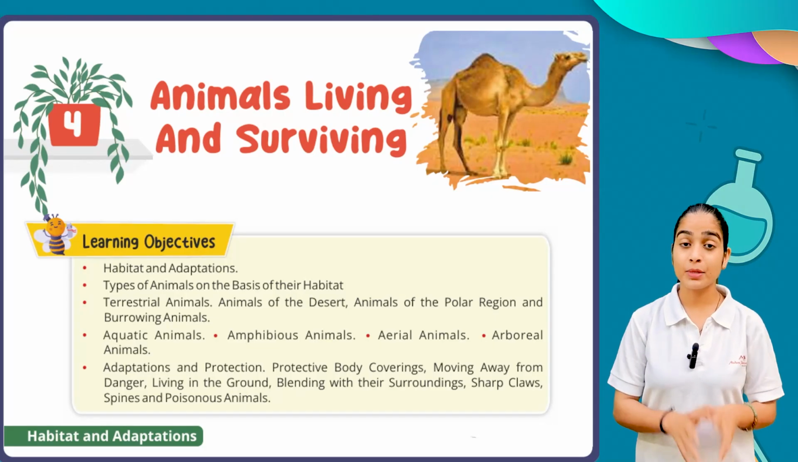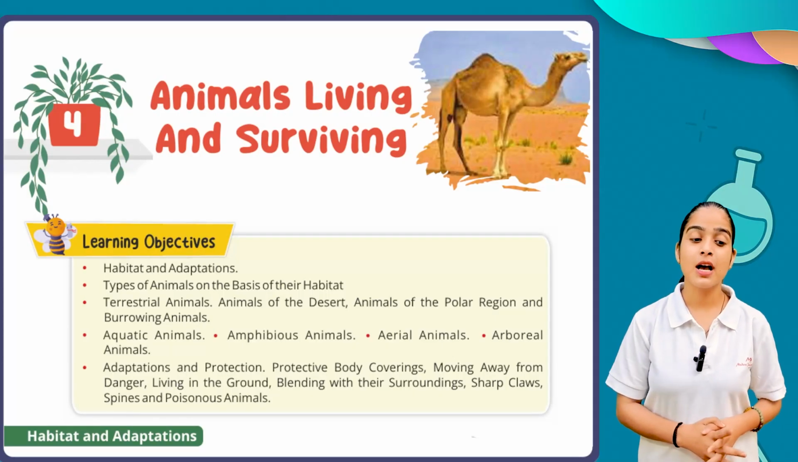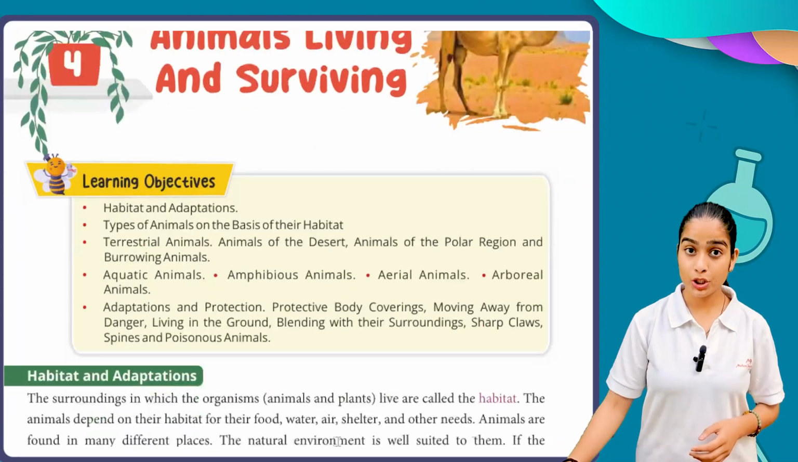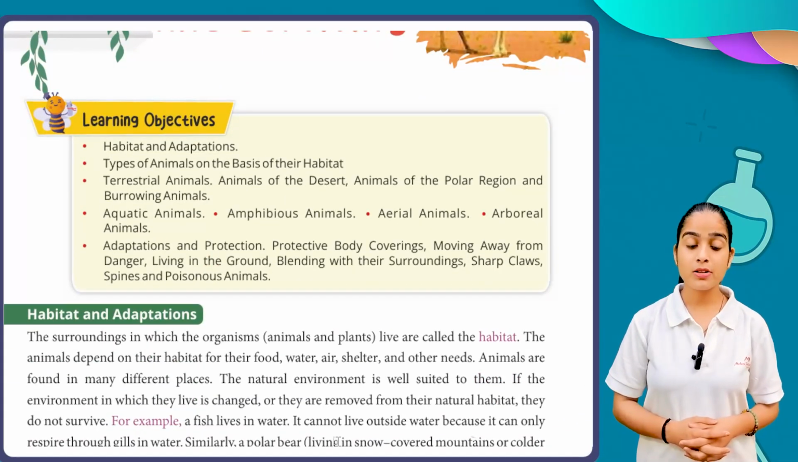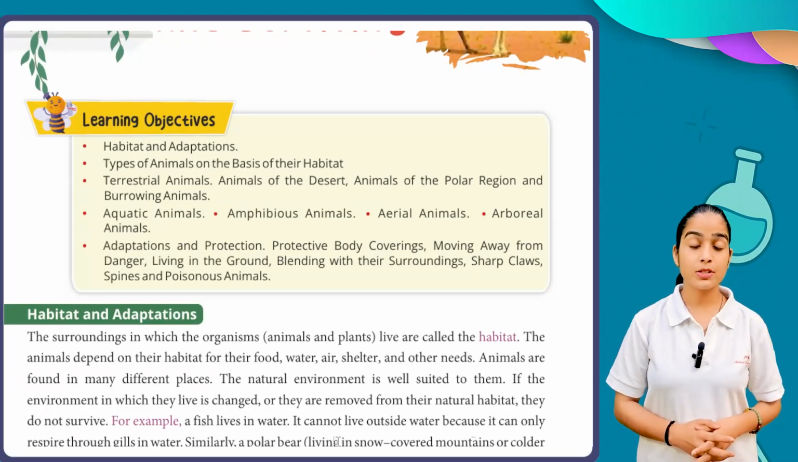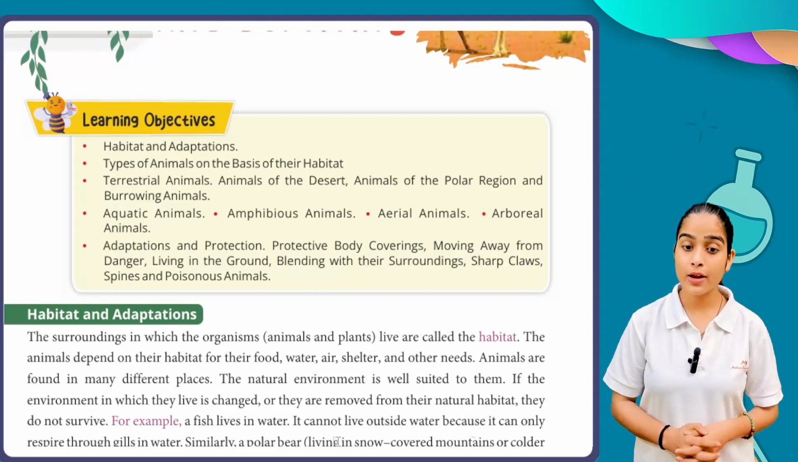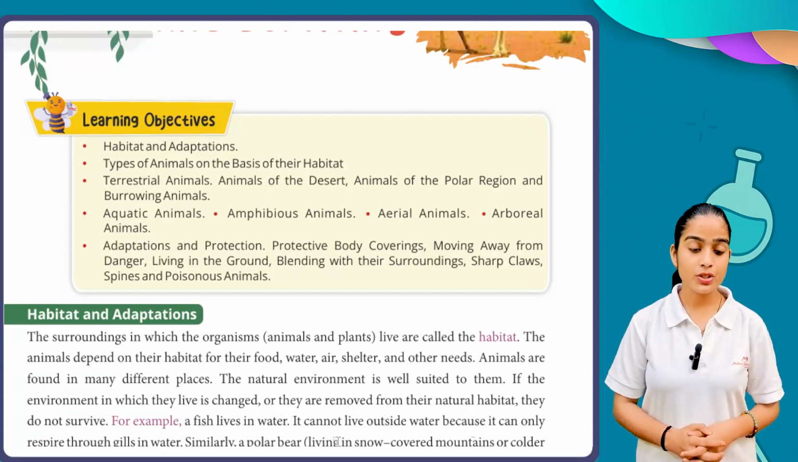Let's get started. But before starting this chapter, have a look at your learning objectives. First, habitats and adaptations. Next, types of animals on the basis of their habitat: terrestrial animals, animals of the desert, animals of the polar region, and burrowing animals, aquatic animals, amphibious animals, aerial animals, arboreal animals. Then adaptations and protections: protective body coverings, moving away from danger, living in the ground, blending with their surroundings, sharp claws, spines, and poisonous animals.